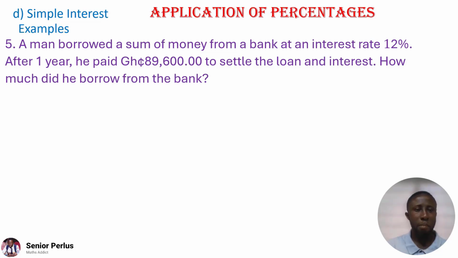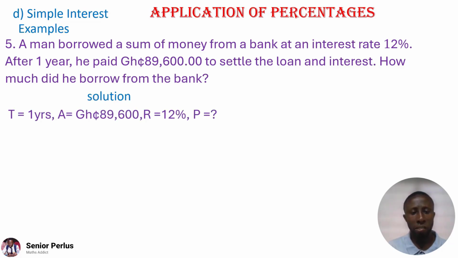And this will be our last example on simple interest. A man borrowed a sum of money from a bank at 12%. After 1 year, he paid 89,600 Ghana cedis to settle the loan and interest. That's what he paid to settle the loan and the interest. How much did the man borrow from the bank? So we don't know the principal, because the man borrowed this from the bank. And he said that after 1 year, he paid this. And what he paid is the amount. So that's our amount. Since we don't know the principal, solution.